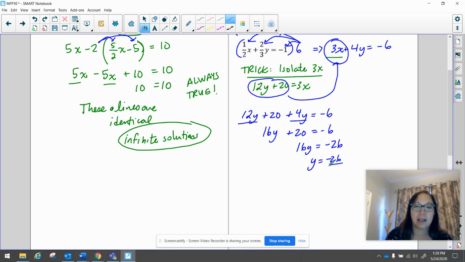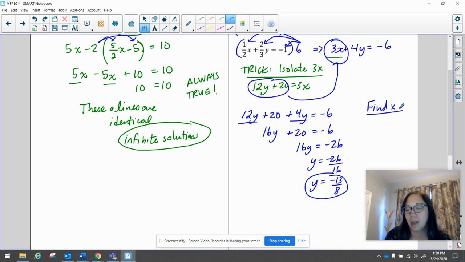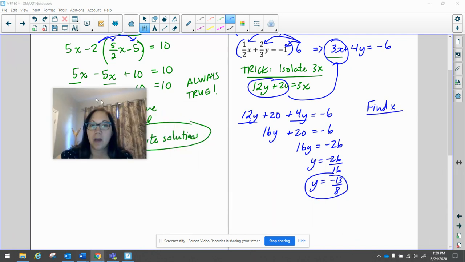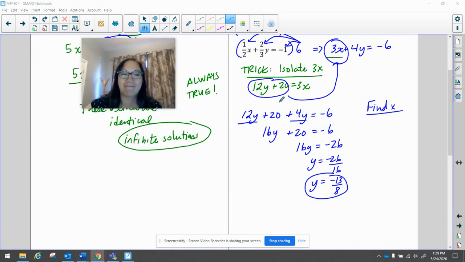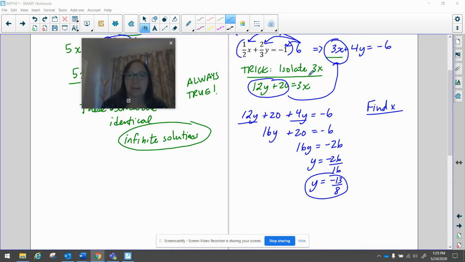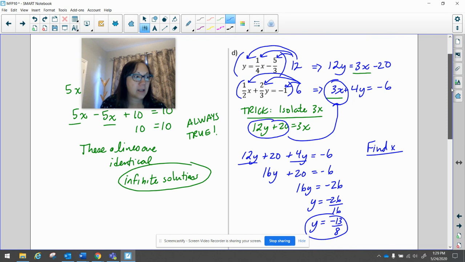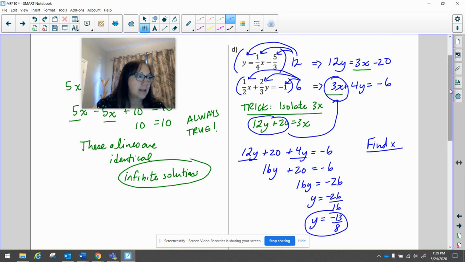So y is equal to -26 over 16. So not the nicest looking question, and I get that's negative 13 over 8 for my y value. So now I need to find x. I would say most questions that you're going to work with aren't going to be this finicky with the fractions. This one's a little bit annoying, but nonetheless, we can still go on and finish this. So now we're going to go ahead and find x.